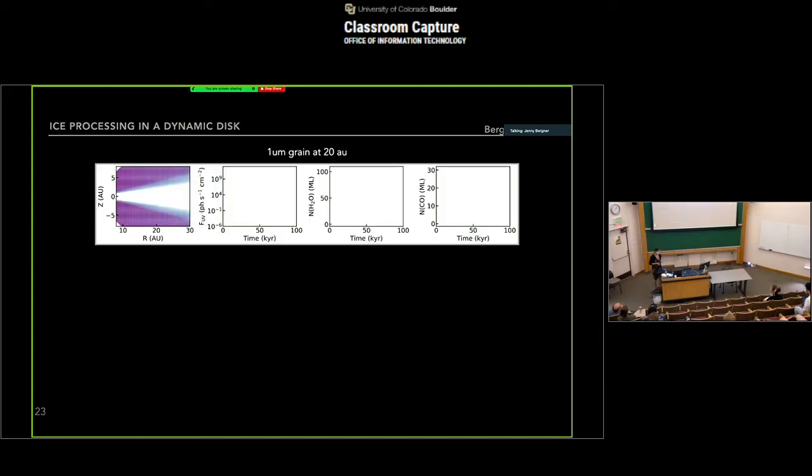So I'm just going to give a couple examples of how these simulations play out. So this is a micron-sized grain that's initialized at 20 AU. On the left, you're going to see that particle's actual trajectory in Z over R space within the disk. And then in this panel here, we're going to look at the UV flux that the particle is exposed to. And then here, we're going to look at the water and CO ice thicknesses that the particle maintains.